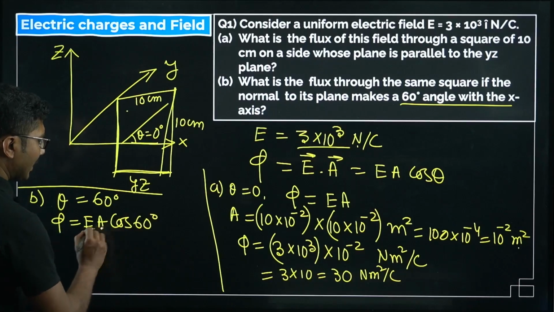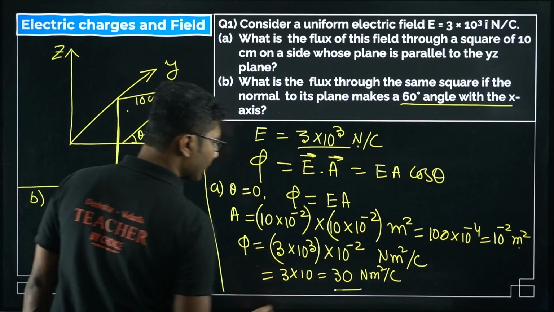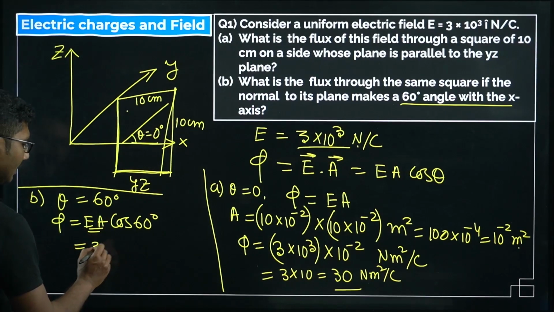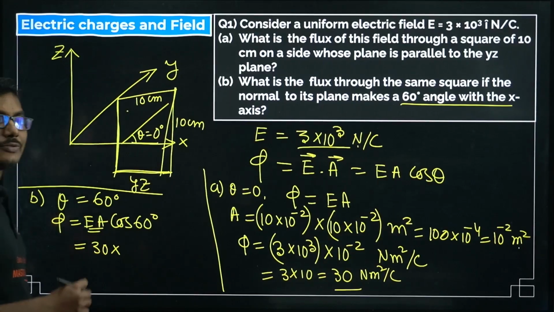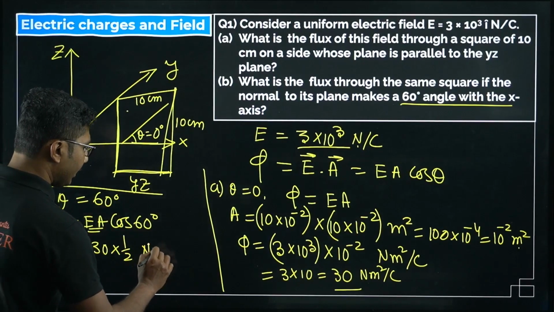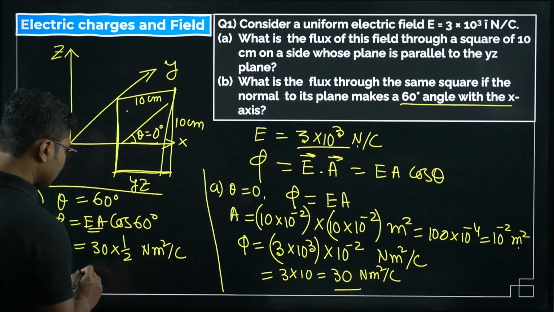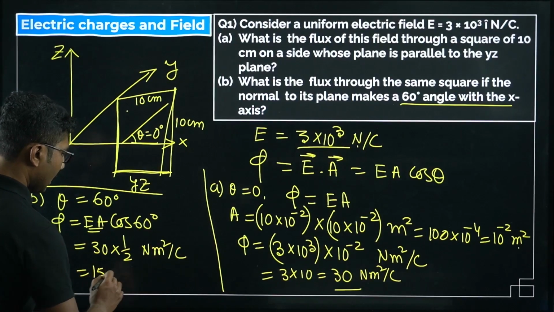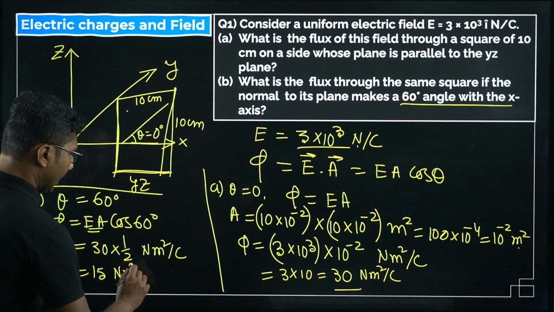Now EA we have already calculated, that is 30. And cos 60 is what? Cos 60 is half. So half Newton meter square per coulomb. So it will be 15 Newton meter square per coulomb.